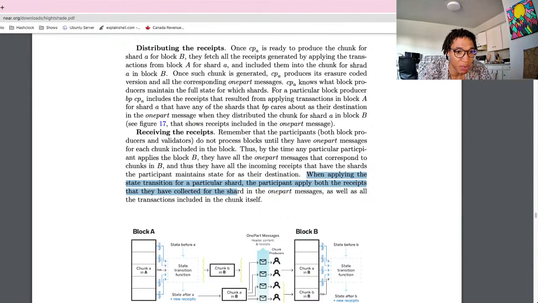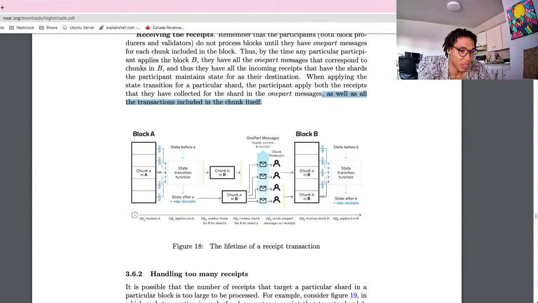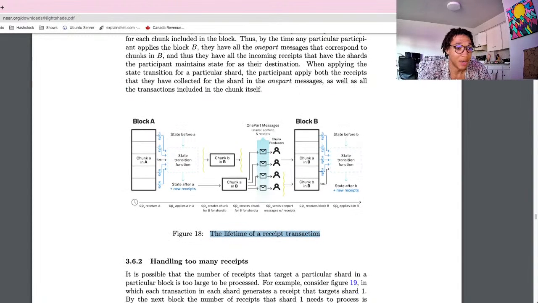When applying the state transition for a particular shard, the participants apply both the receipts that they have collected for the shard in the one-part messages as well as all the transactions included in the chunk itself. So they're not only caring about the receipts in the one-part messages, but they also want all the new transactions that are in the chunk. So they're getting all the receipts and all the transactions out of the new chunk. And here's a diagram of it, what we just talked about.